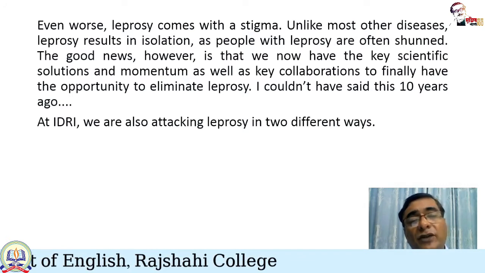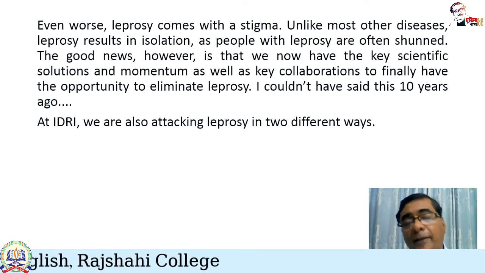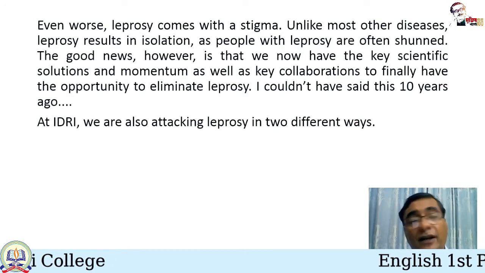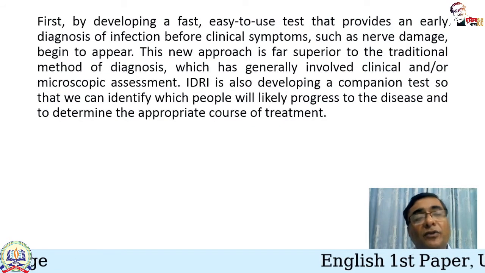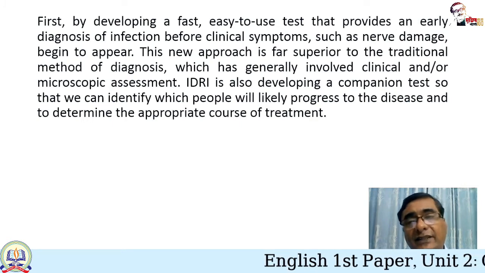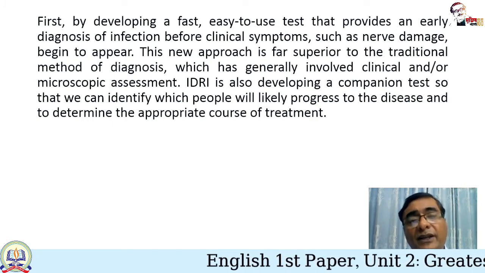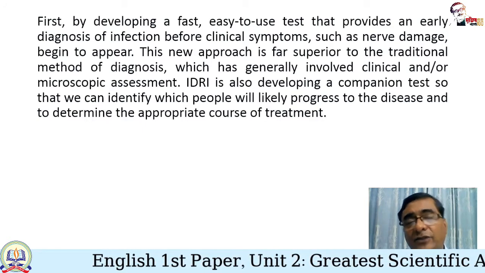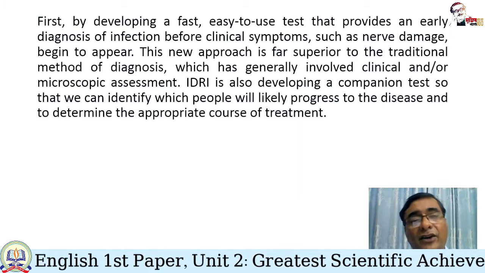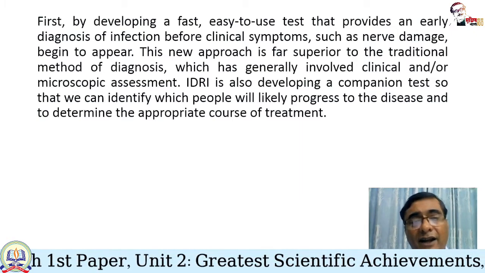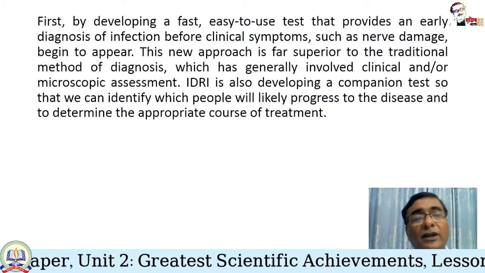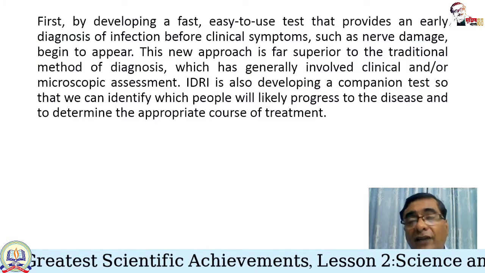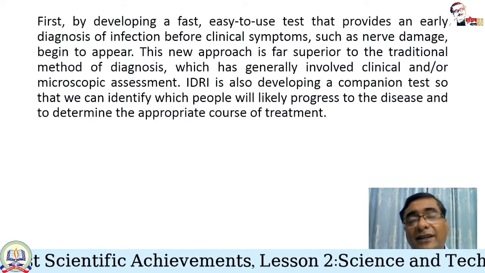At IDRI, we are also attacking leprosy in two different ways. So the speaker says that they are attacking, that means treating, leprosy in two different ways. Now let's see what the ways are. First, by developing a fast, easy-to-use test that provides an early diagnosis of infection before clinical symptoms. This is very important for any contagious disease, even in the case of coronavirus. Identifying the person at an early stage is very important. So they have developed a fast and easy-to-use test to diagnose early.